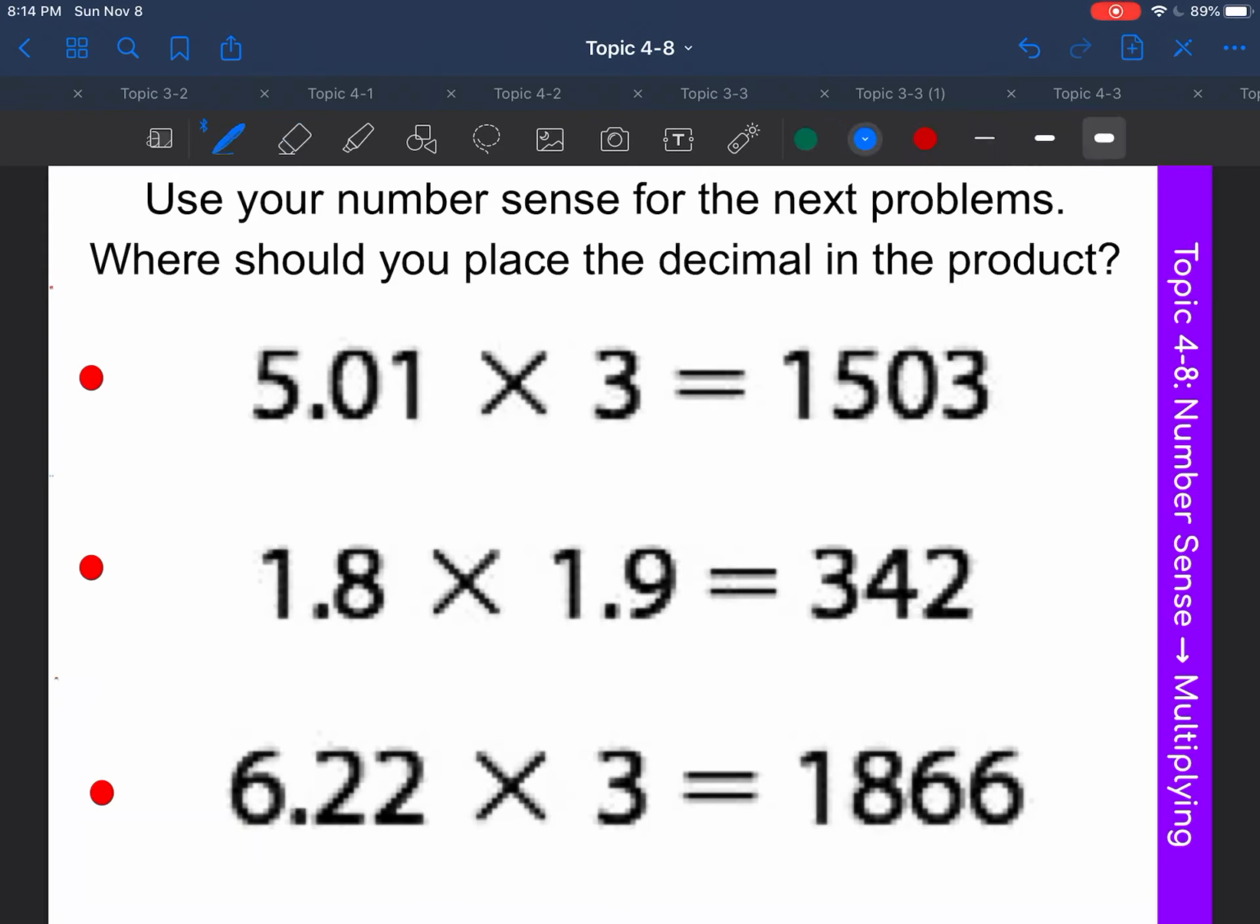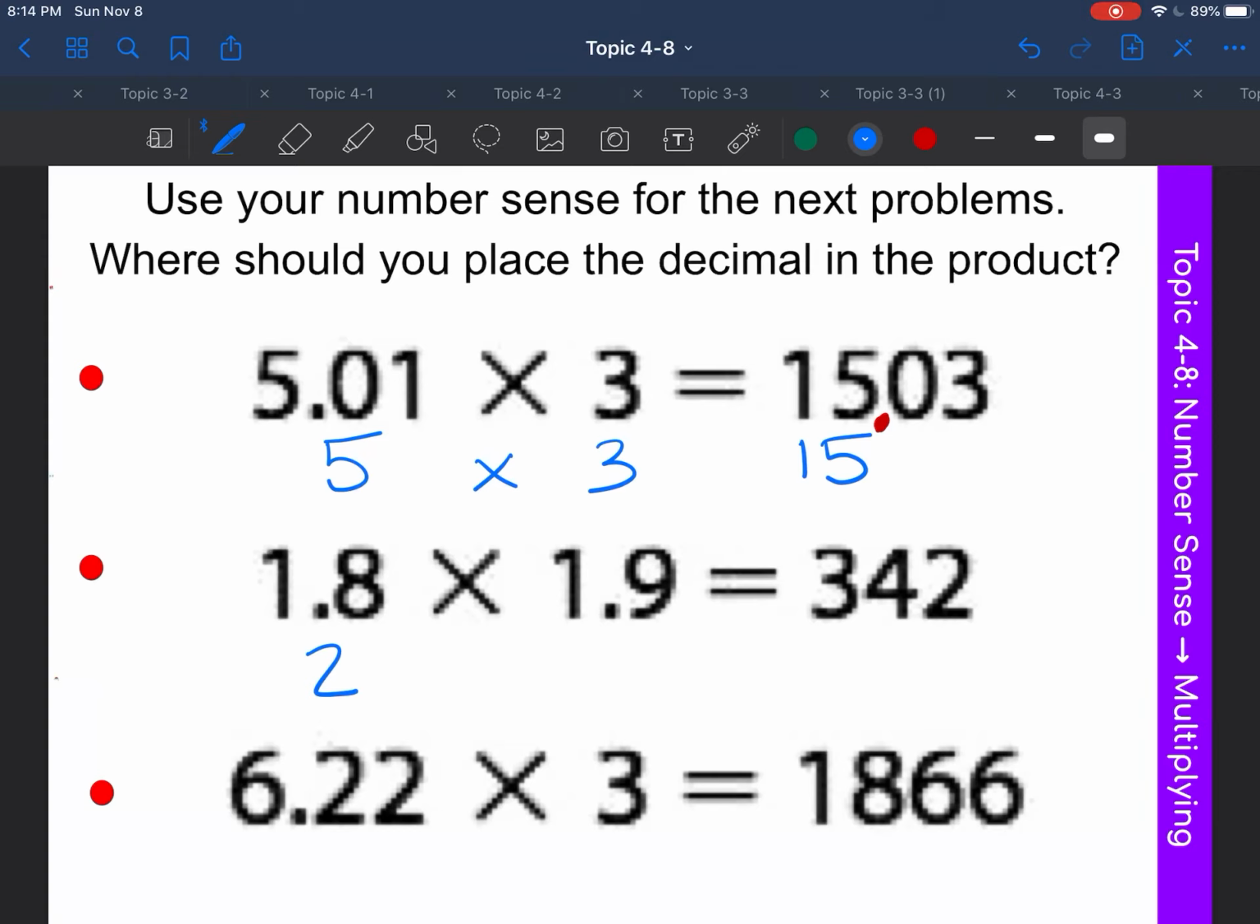So let's look at this first one. 5 and 1/100th is very close to 5. 3 is 3. We can keep it like that. So 5 times 3 is 15. So where should the decimal place go so that our answer is very close to the number 15? Well, it would go right between the 5 and the 0. 15 and 3/100ths.